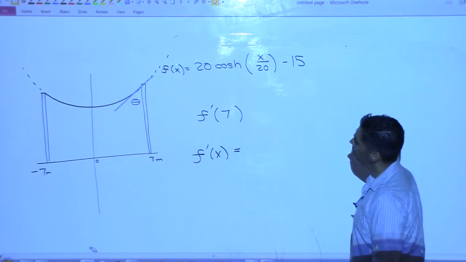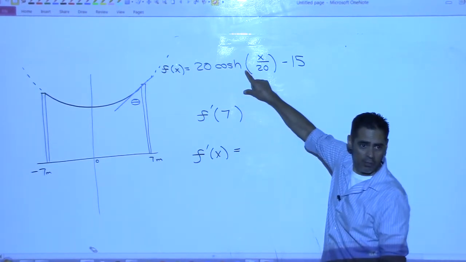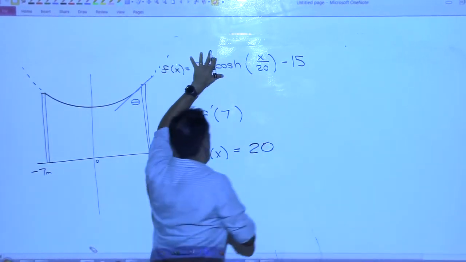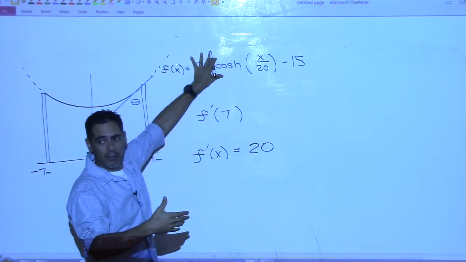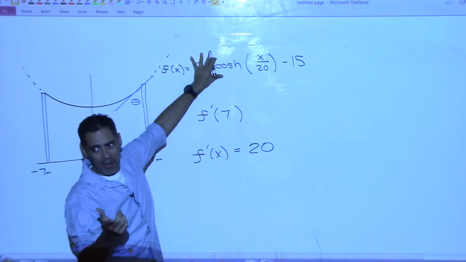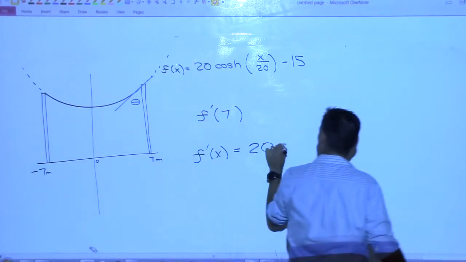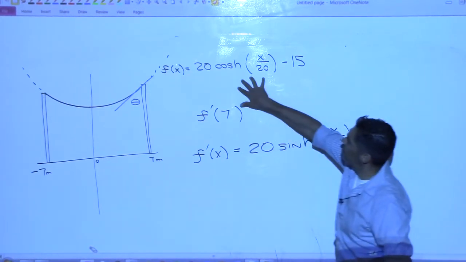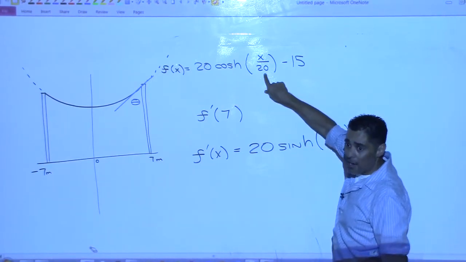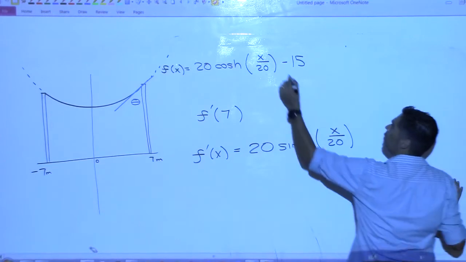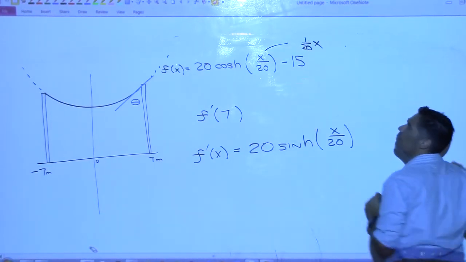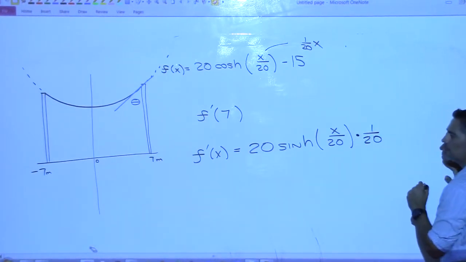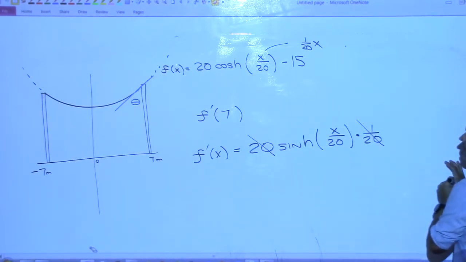You have 20 attached to the front of the function, so it's just going to come along for the ride. What is the derivative of cosine hyperbolic of something? Sine hyperbolic, but not negative sine hyperbolic. This was the weird one. So this is just sine hyperbolic of the something. Are we done with the derivative of this? Chain rule. We need the derivative of what's inside also, which is the same as 1/20th x. So the derivative of that would be 1/20th. I need to tack that on to the outside, and that's actually going to cancel the 20 out. Kind of got lucky there.